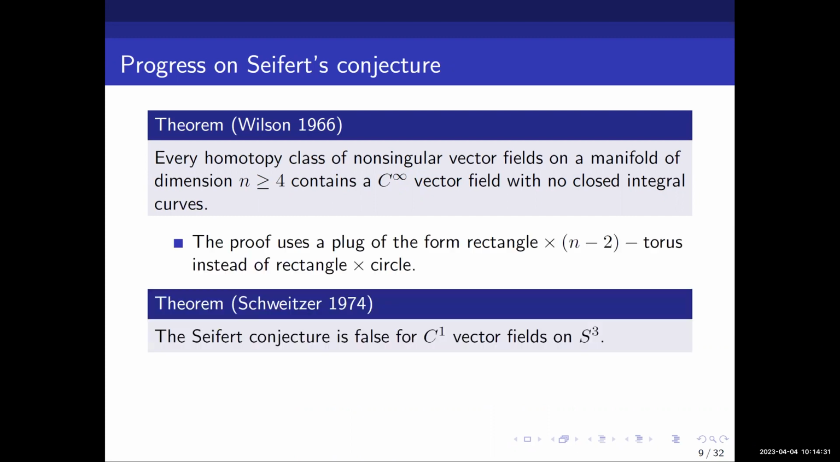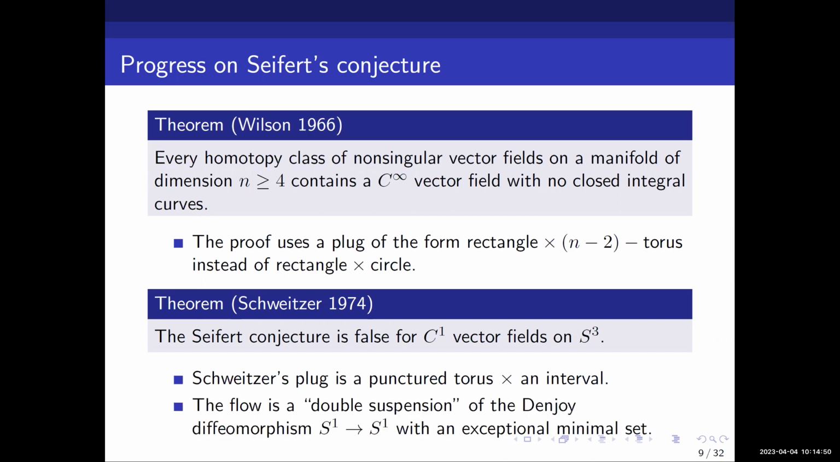So Schweitzer basically made a huge landmark progress on this conjecture. He disproved it in the C1 case in 1974. And what he did, he also used a plug, but he used a pretty tricky construction. He did not use Wilson's plug. He used a more delicate construction.